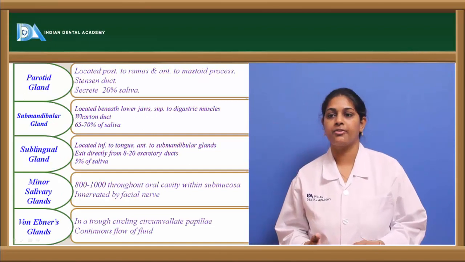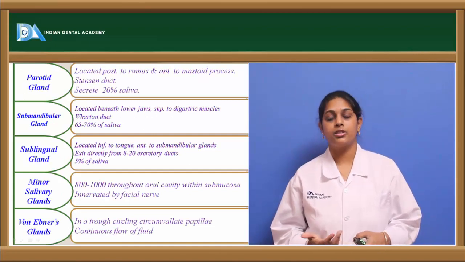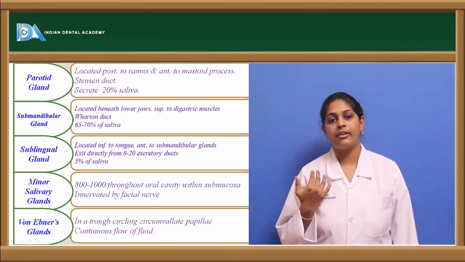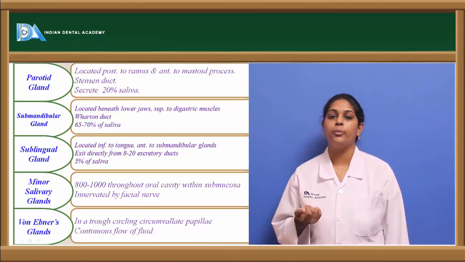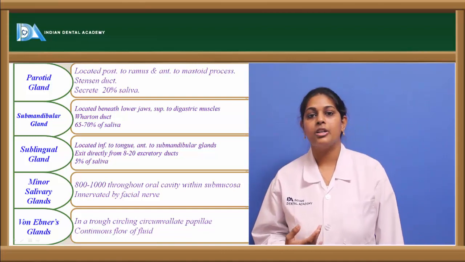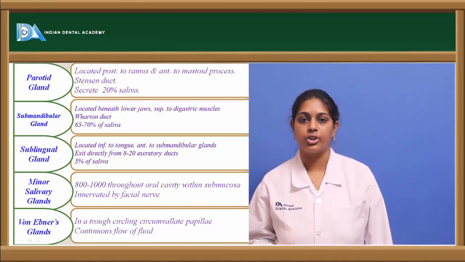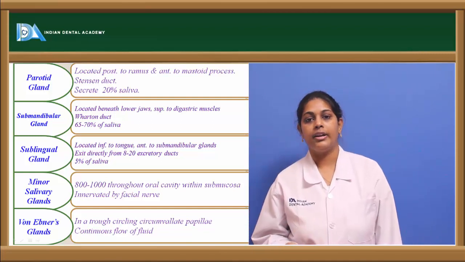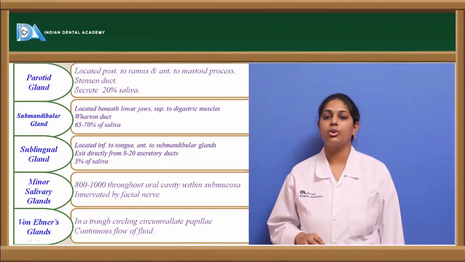Coming to the different types of glands, first the parotid gland and its situation. It is usually located posterior to the mandibular ramus area, and anterior to the mastoid region. It secretes 20% of the total amount of saliva, and it has Stensen's duct through which this saliva is produced.